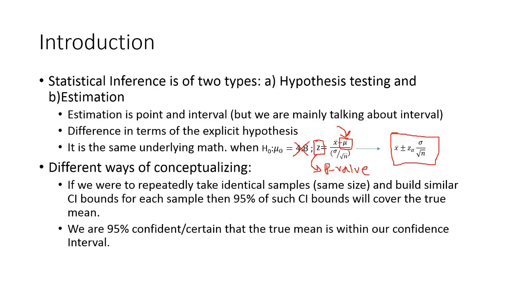But the core idea is that this is your point estimate, which is your x bar. Your best estimate of mu is your x bar. But you create a margin of error, or a range around it, as plus or minus the z associated with this alpha, and alpha here is that 0.05 that you set, with sigma and square root of n the same. Another, more formal definition associated with confidence intervals is that if we were to repeatedly take identical samples of the same size and build similar confidence interval bounds for each sample, then 95% of such confidence interval bounds will cover the true mean. Or in other words, we are 95% confident that the true mean mu is within our confidence interval.